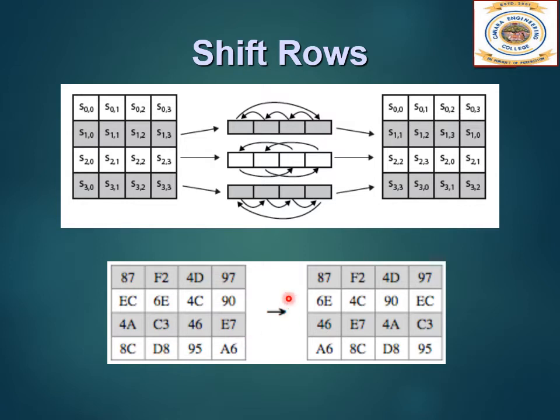This is how shift rows is done. So again, recollecting how the shifting is done: the first row is retained as it is, the second row is a 1-byte left circular shift, the third row is a 2-byte left circular shift, and the fourth row is a 3-byte left circular shift. I hope this is clear.